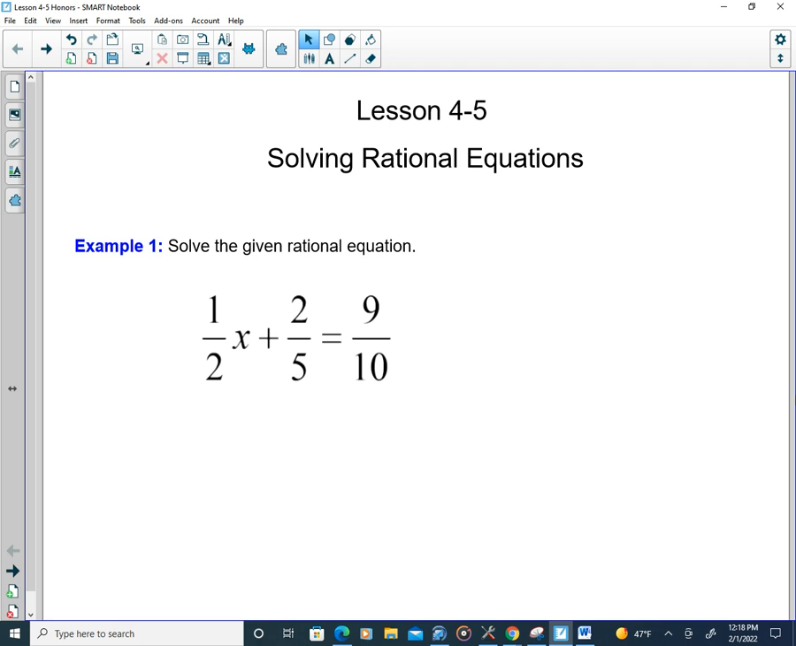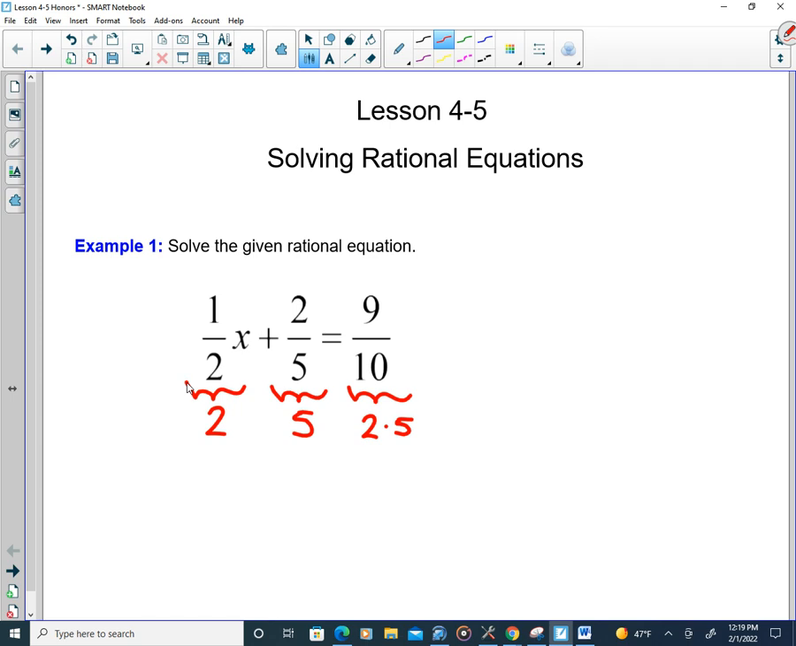I'm going to get rid of the fractions by finding the LCD as if we were adding these three fractions together. But we're not adding them together because it's an equation, but we're going to do it as if we were adding. So we want to factor our denominators, write them in their prime factorization. 2 is a prime number, so it's already factored. 5 is a prime number. But 10 can be broken down to 2 times 5.